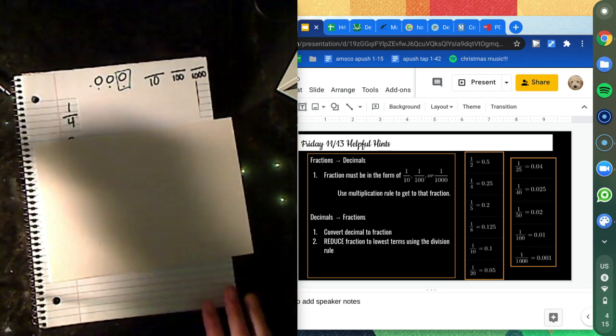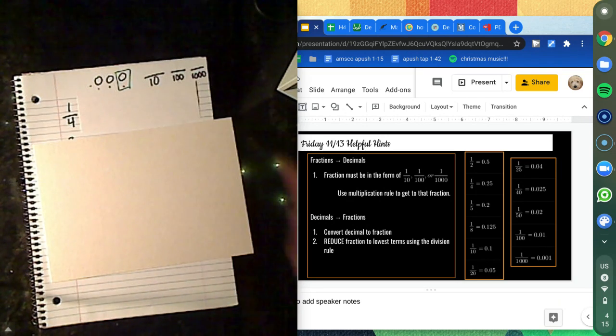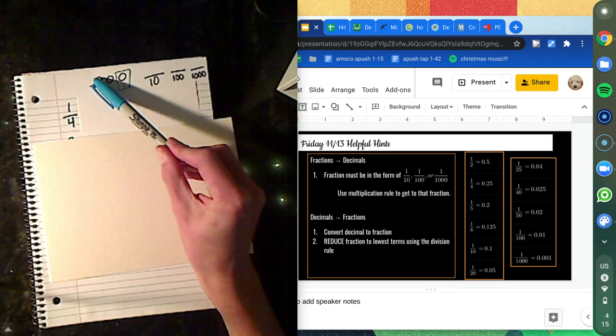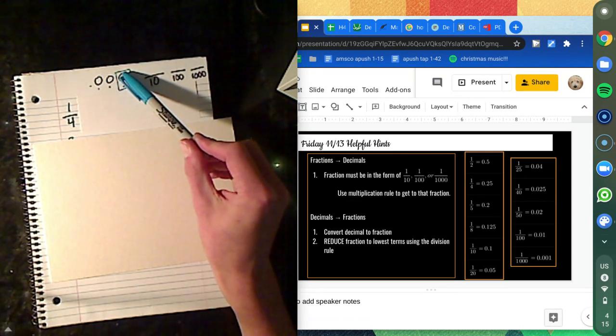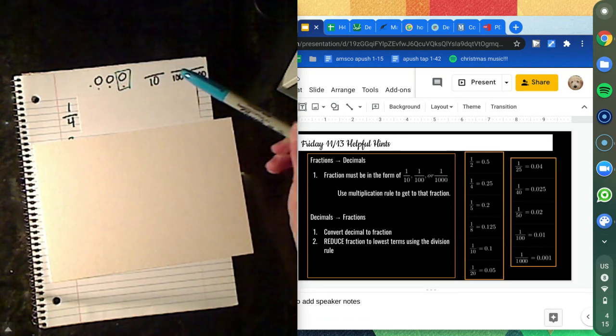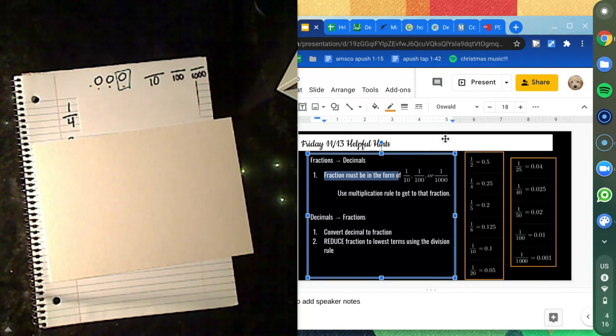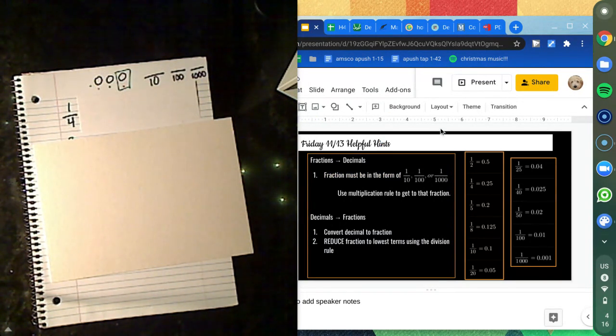You'll see I have arranged my decimals at the top with tenths place, hundredths place, and thousandths place, okay? And so remember, the first step when converting a fraction to a decimal is that the fraction needs to be in the form of tenths, hundredths, or thousandths, okay? So that's the first step when going from fractions to decimals. All right, so let's do 1/4.